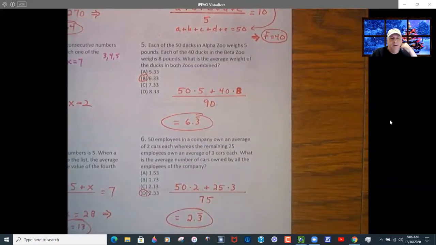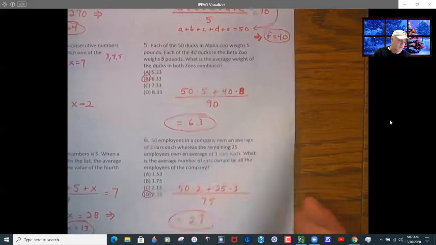So we have 50 ducks that weigh 5 pounds each. So are we going to do 5 plus 5 plus 5 50 times? No, we're just going to do 50 times 5, and we have 40 ducks that weigh 8 pounds. And then add the frequencies, so being 90 ducks. So average weight is 6.3 repeating pounds.